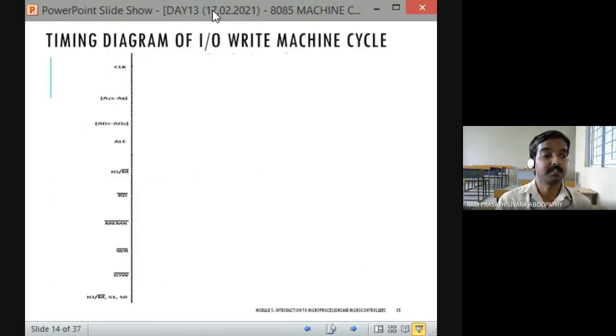Okay. So next we will go with the timing diagram of IO write machine cycle. Here you can see 2 signals are additionally added.